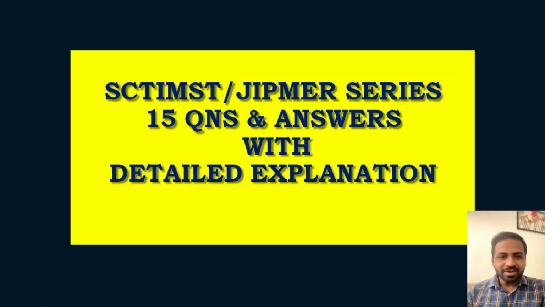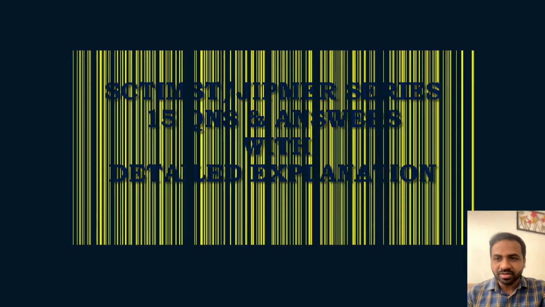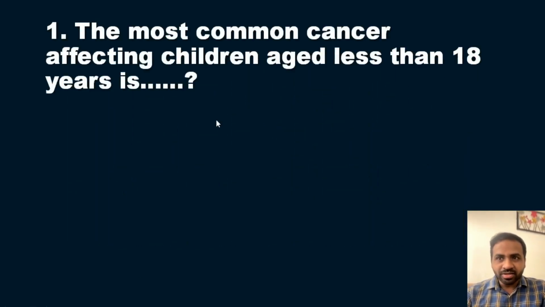Okay, so we will move on to the first question in our SCT JIPMER series. Out of the 15 questions, you can see the first question now on the screen. The first question is from oncology. The most common cancer affecting children aged less than 18 years is. So which is the most common cancer affecting children aged less than 18 years?